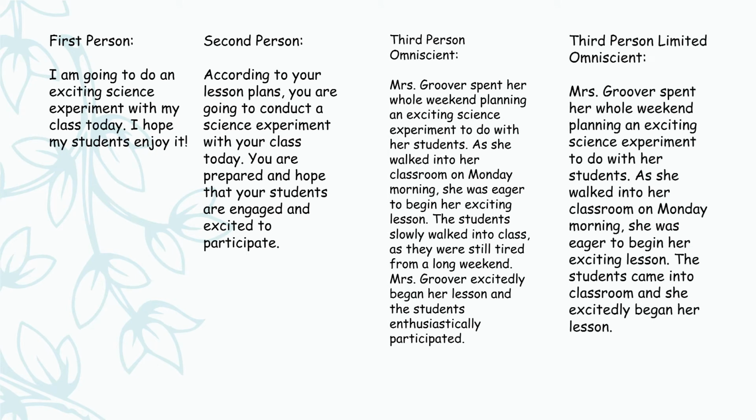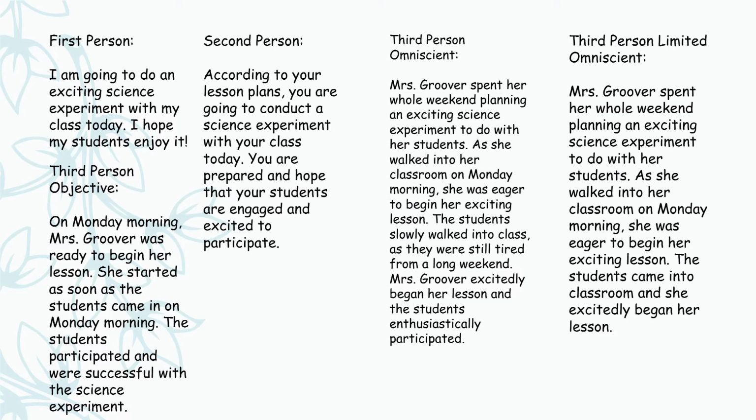Now, in the limited omniscient, this is where the narrator is just revealing the thoughts of one character, kind of like an outsider. So the example for this scenario: Miss Gruber spent her whole weekend planning an exciting science experiment to do with her students. As she walked into her classroom on Monday, she was eager to begin her exciting lesson. The students came into the classroom and she excitedly began her lesson.